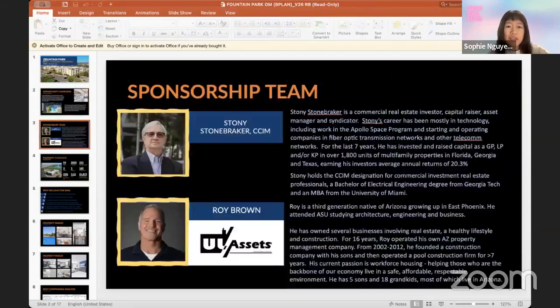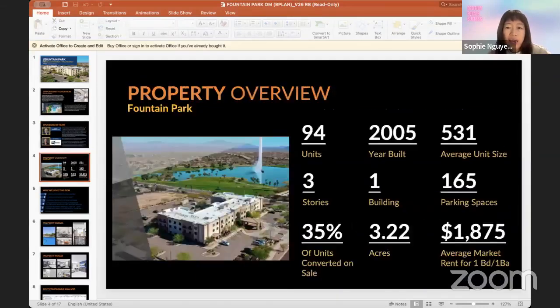And this is the team. My friend Roy brought this deal to us. Roy was operating his own property management company for 16 years, and obviously a construction company as well. Now he's going into syndicating for the past few years. So he's acquiring this 94-unit property, built in 2005.